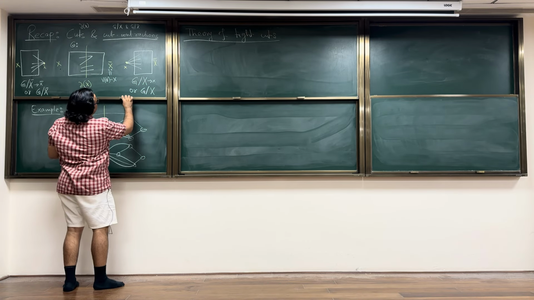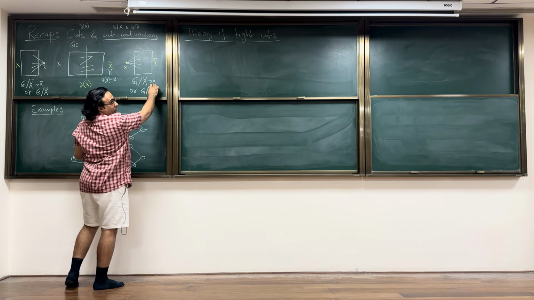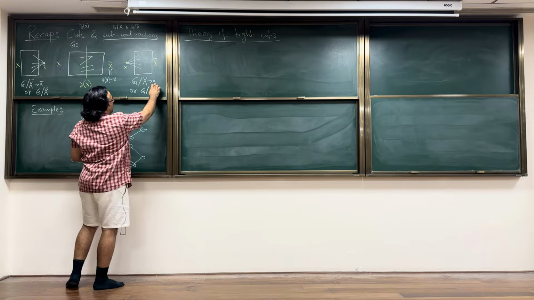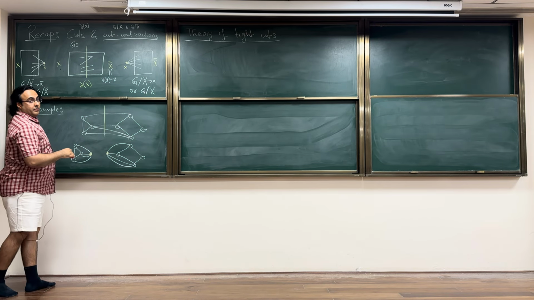Here I have drawn them. This is G shrink X. If we want the notation for the smaller vertex, we will use this. If I don't care about the symbol, I will just write this. Similarly for the other shore.